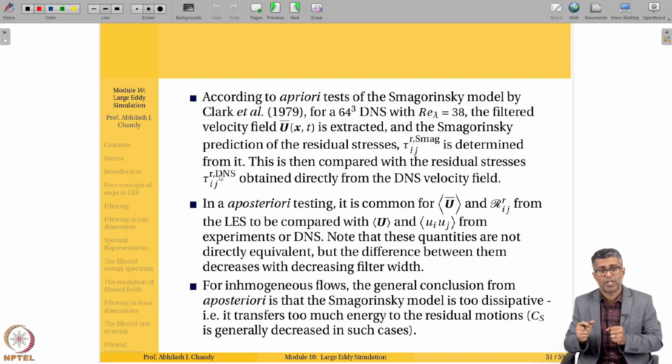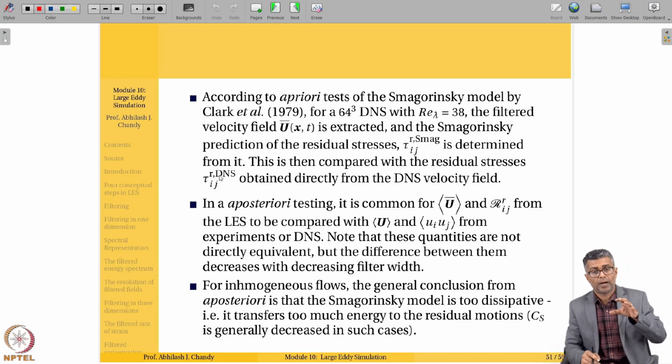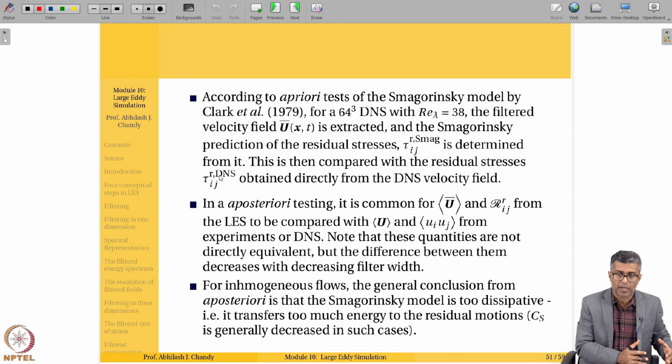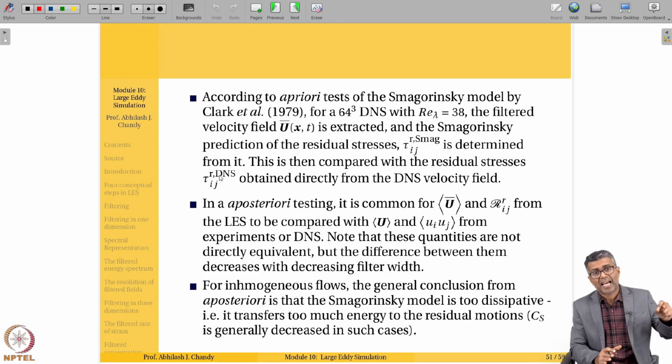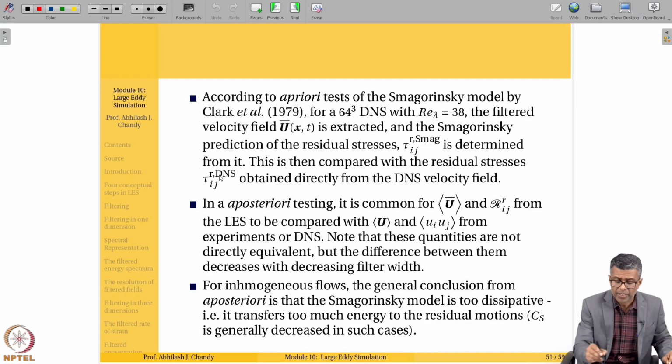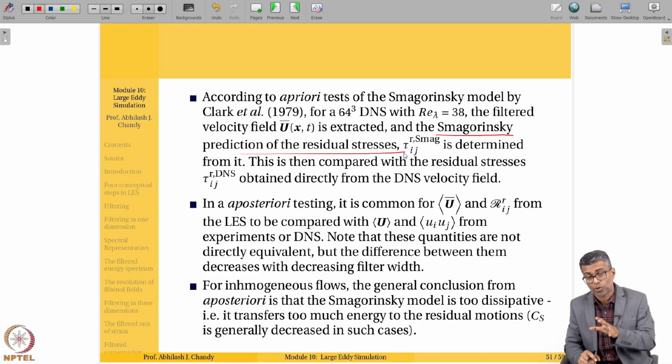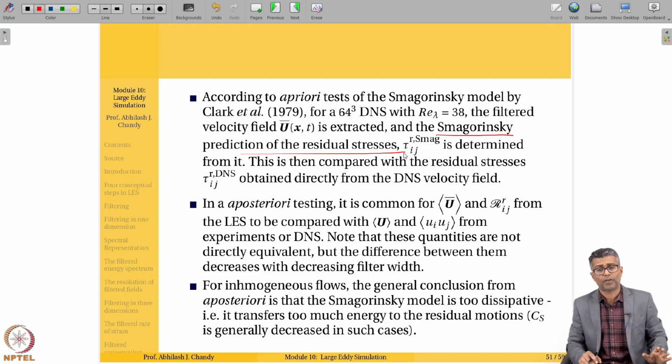So the a priori test basically uses the residual stress from the DNS data. So this is an example. Clark et al. in 1979 did some a priori tests, and this is what they did. They took a 64 cube DNS data with an Re lambda of 38. They extracted the filtered velocity field and predicted the Smagorinsky residual stresses, so tau_ij^R, the anisotropic part of the residual stress tensor. They obtained that from the filtered field. They then compared it with the residual stresses of the DNS field.